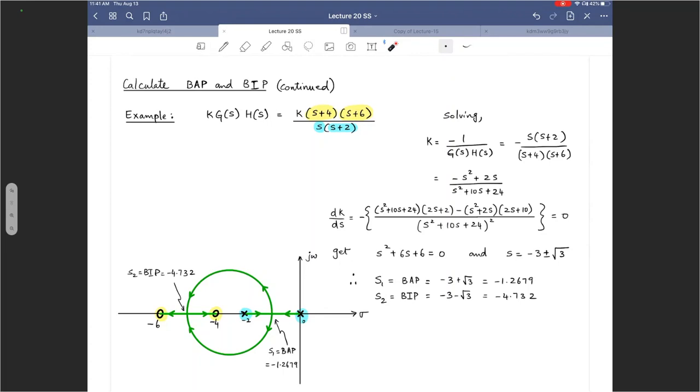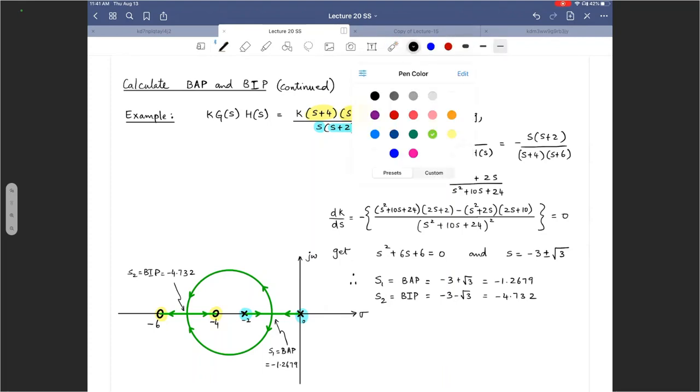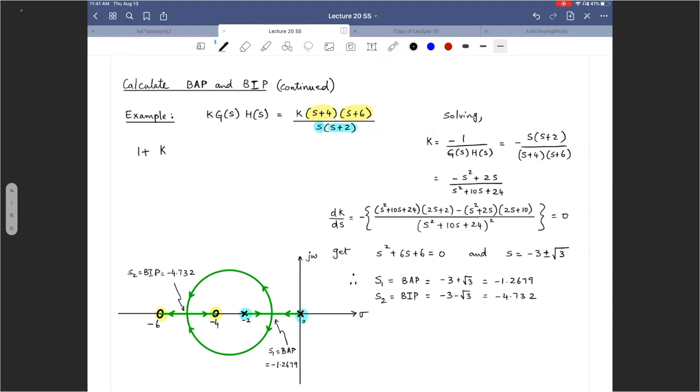And then I do the solving, which means I am trying to differentiate k with respect to s and equate it to 0 to find the breakaway and break-in points. So what is k going to be? -1 divided by, so why is this being written? Because the characteristic equation is 1 plus k h of s g of s equals 0, which implies k h of s g of s has to be -1, right? Which means k equals -1 divided by h of s g of s. That's how we are getting this.